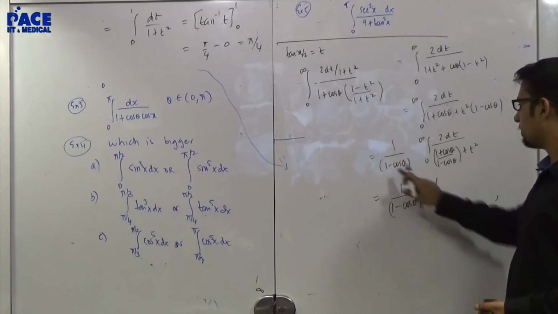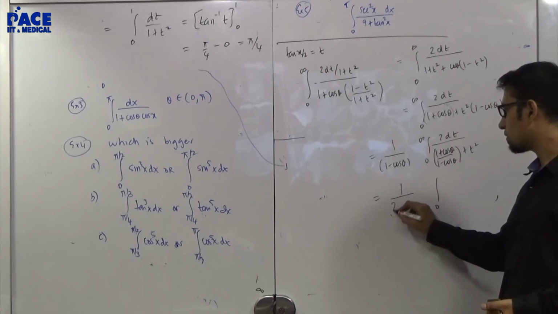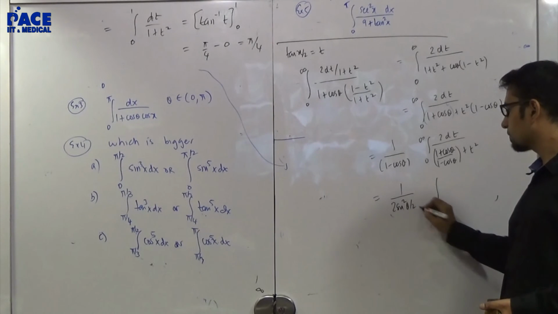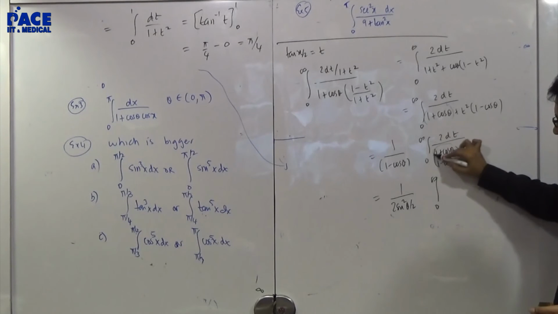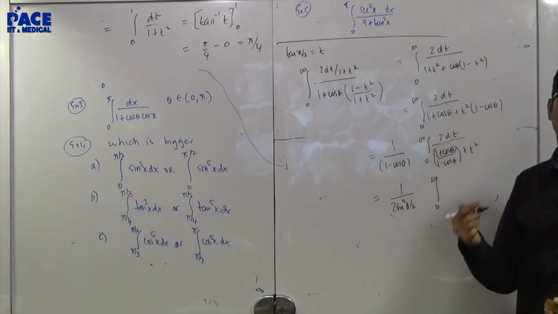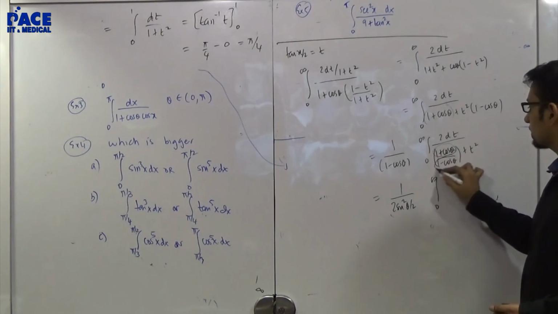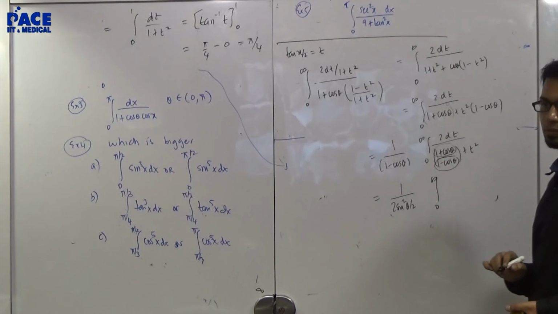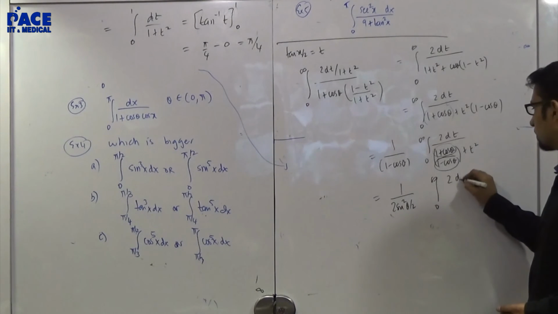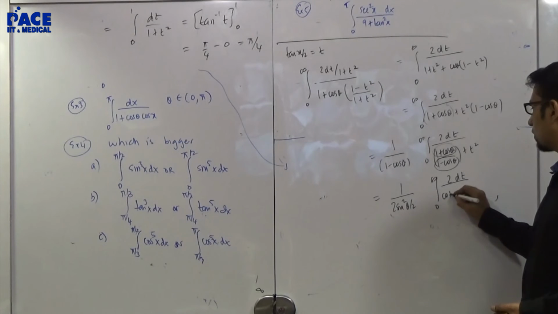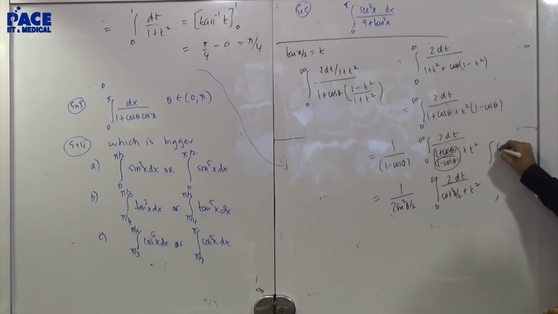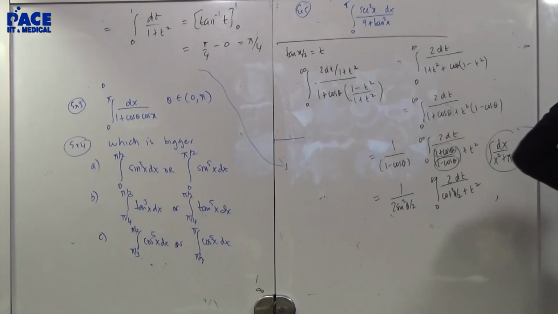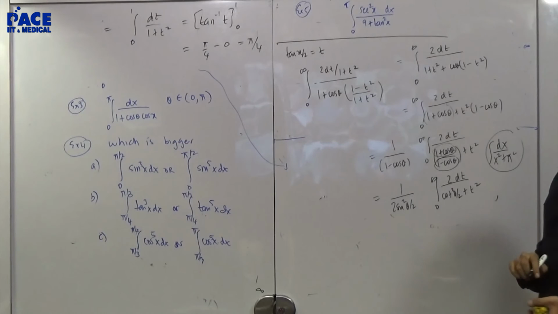And actually 1 minus cos theta is 2 sin square theta by 2, right? And in this term, the numerator is 1 plus cos theta, which is 2 cos square theta by 2, and the denominator is 2 sin square theta by 2. So what is the ratio? Cot square theta by 2 plus t square. So this is integral of dx upon x square plus a square. We'll apply this formula, which is what? 1 by a tan inverse x by a.